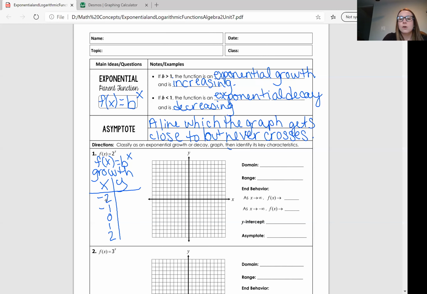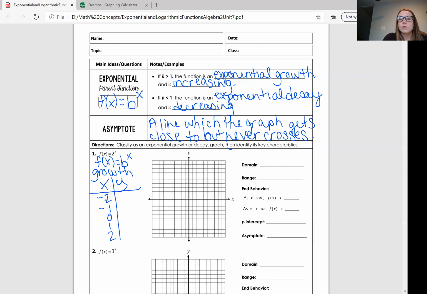So -2, if I do 2 to the -2nd, if you have a negative exponent, it really flips your fraction, which hopefully you can see. I'm going to put it over here. So I guess I can't. I'm going to do it up here. So if you have 2 to the -2nd power, what that really means is 1 over 2 to the 2nd power.